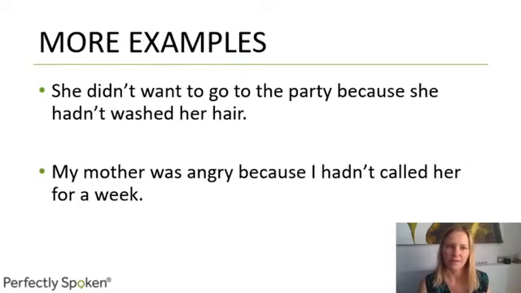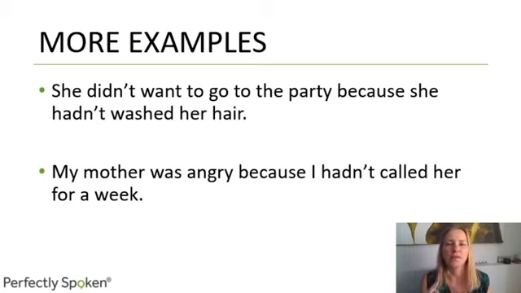Okay, now the second sentence. My mother was angry because I hadn't called her for a week. Notice the "for a week" is for a week, for a week, for a week.